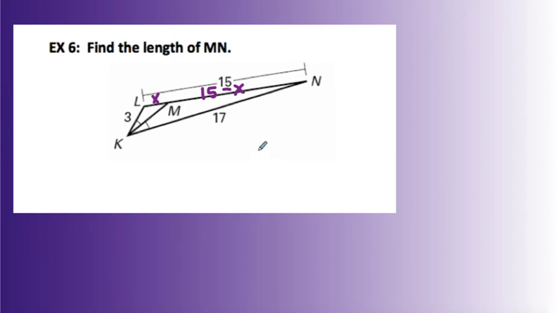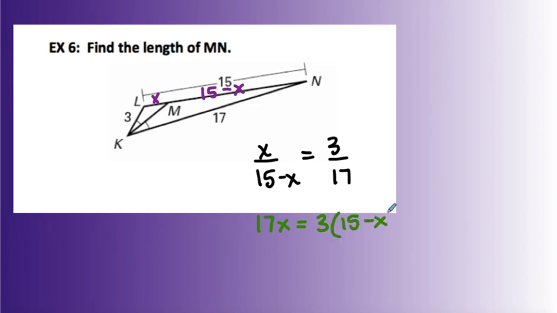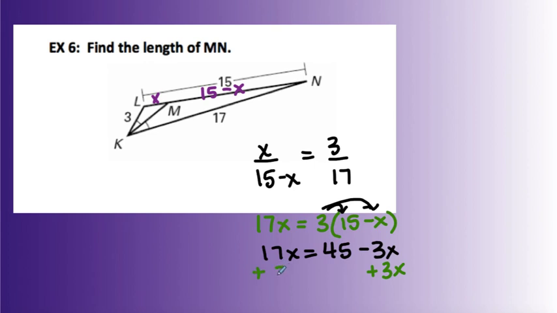So then I wrote my proportion, x over 15 minus x equals 3 over 17. Okay, 3 over 17 does not simplify, so I've just got to jump to cross multiplying. So I get 17x equals 3 times 15 minus x. Now I'm putting that in parentheses so I don't forget to distribute. So 17x equals 45 minus 3x.